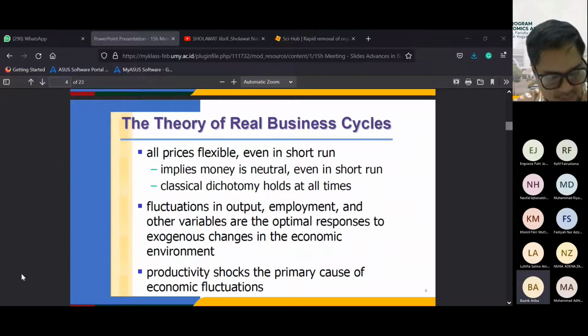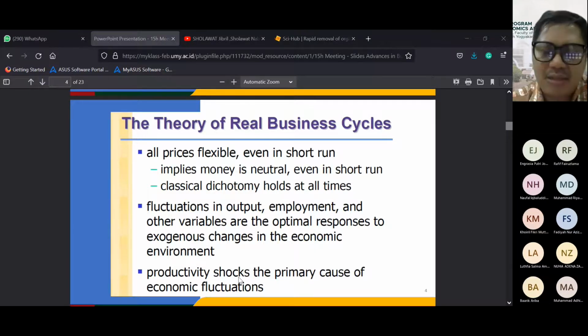Okay, sir. Is my voice clear, sir? Yes, very clear. Please. Okay, in my opinion, maybe business cycle is the dynamics that occur in the business, such as unemployment and cash flow, stocks, and so on. Sir, I think like that.